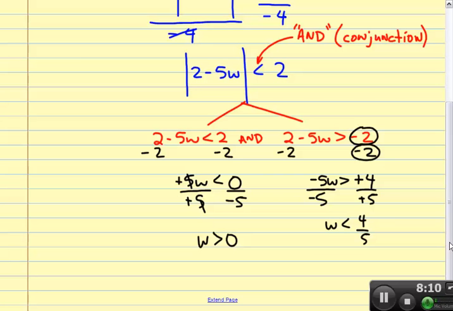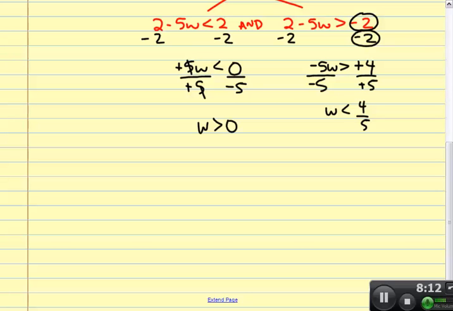Now, let's graph it. We expect it to be a conjunction because the absolute value was less than a number. So let's go ahead and draw my number line. I've got two critical numbers. The smallest is 0, so I'm going to put it there. The biggest is 4/5, so I'm going to put it there. I'm going to put circles around them, but I'm leaving those circles empty because it did not say it could be equal to it.